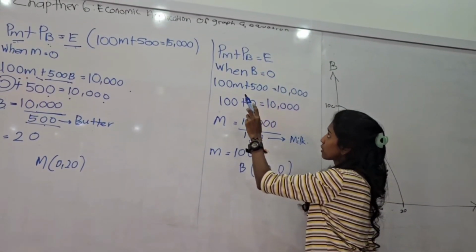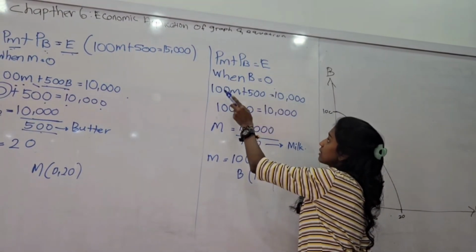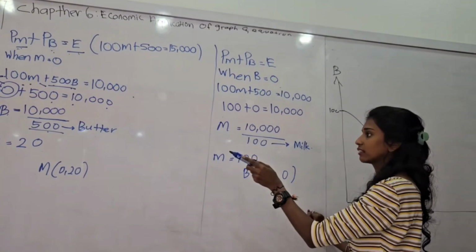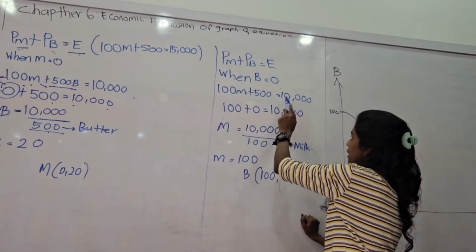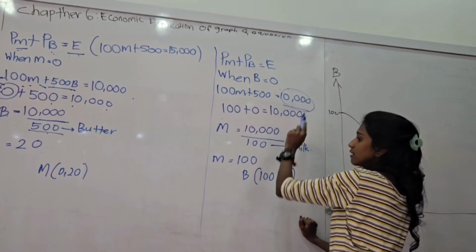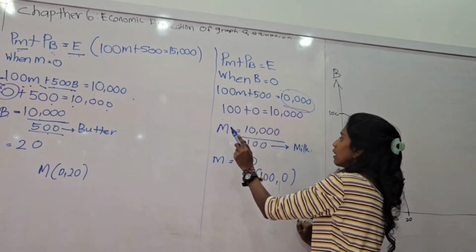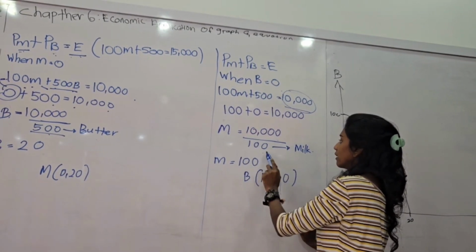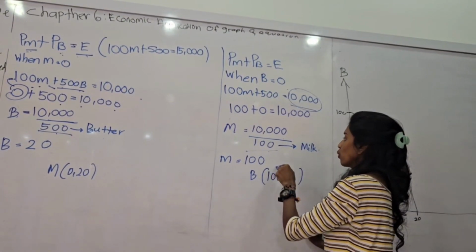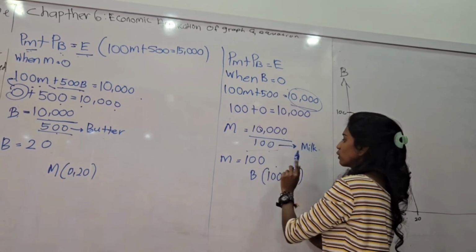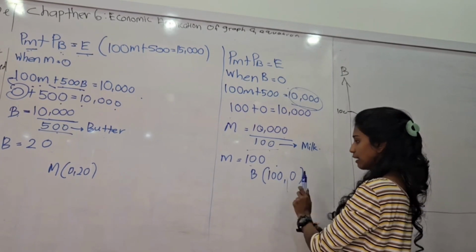Next we are going to see when B equals 0. When B equals 0, the same calculation as I just told. 100M plus 500B equals 10,000. This 10,000 is the expenditure of the production. And then M equals 10,000 divided by 100. The 100 is the price of the milk. So 10,000 divided by 100 equals 100. So M equals 100.